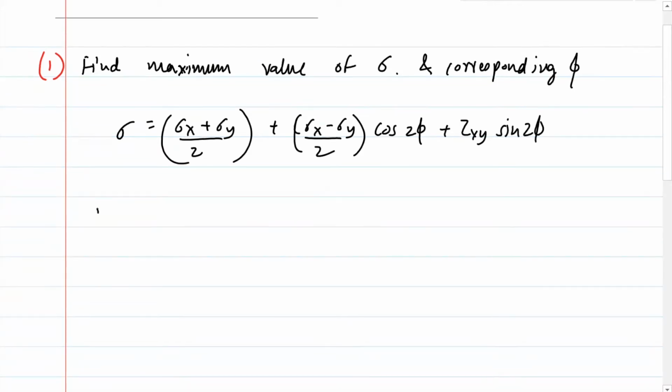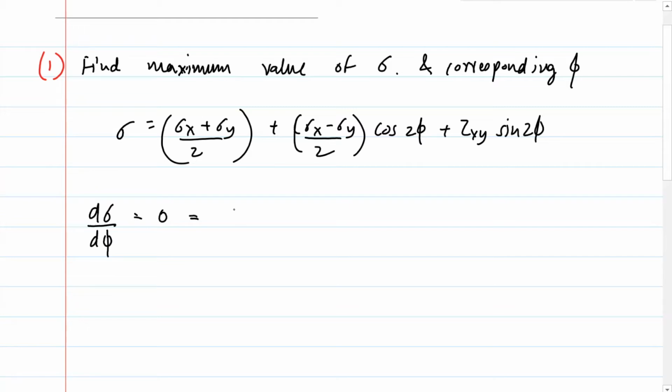So what is done is, if you want to find the maximum or extremum value of anything, you pretty much take the derivative of that quantity with respect to the variable you're trying to maximize. In this case, we're maximizing with respect to the inclination phi. So we take the first derivative of sigma with respect to phi and set it equal to zero, right? And then the second derivative tells us whether it's a maximum or a minimum.